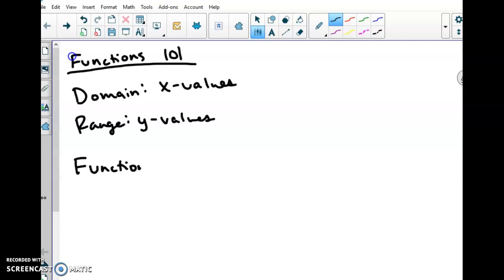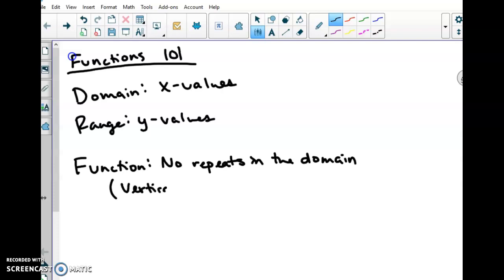Now, a function. A function exists where there are no repeats in the domain. So this is going to have to pass the vertical line test. And we've talked about the vertical line test before, so this probably is just a bit of a refresher.